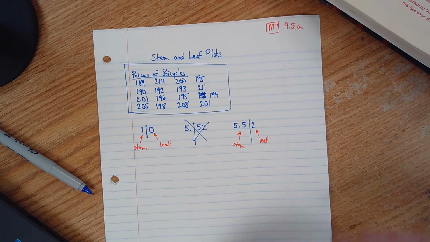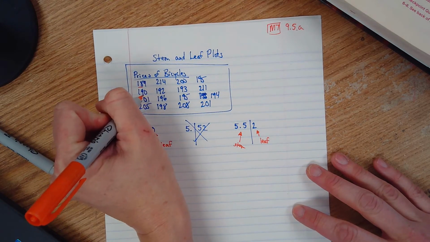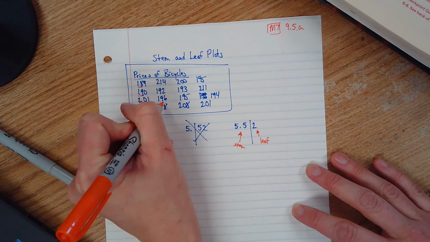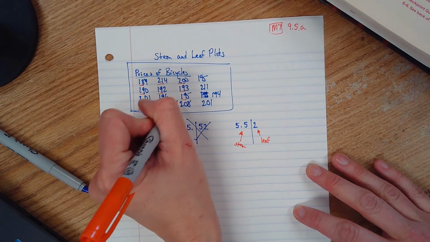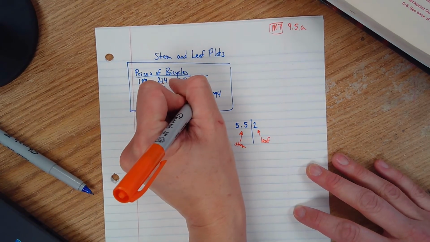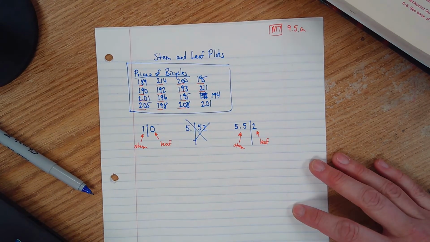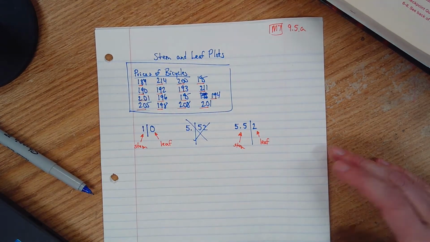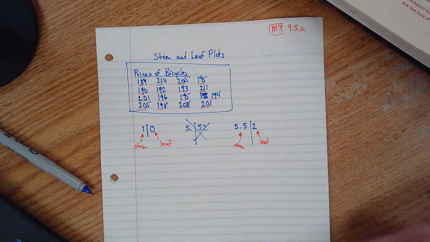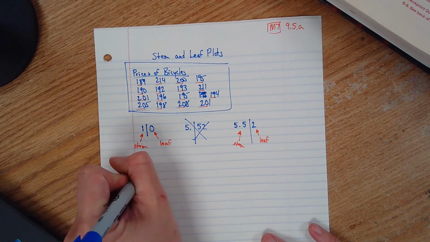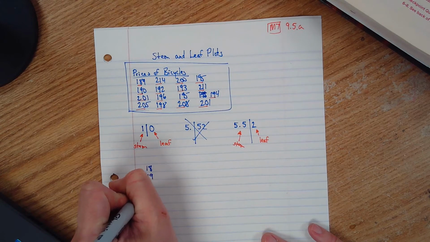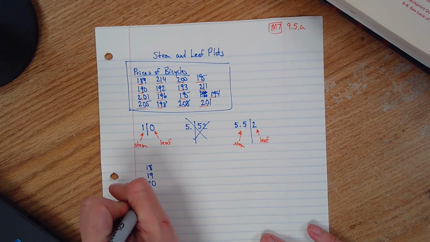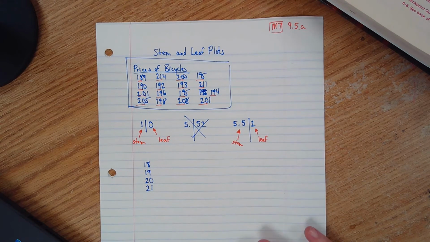So if I look up here at what I have, I have numbers in the 180s, 190s, the 200s, and the 210s. So I'm going from the 180s up to the 210s. I'm going to make my stems reflect that. I'm going to have a 1-8 to show the 180s, the 1-9 to show the 190s, 2-0 to show the 200s, and then a 2-1 to show the 210s, okay?